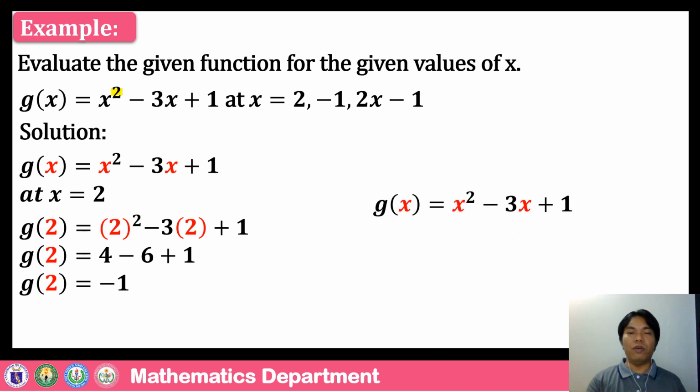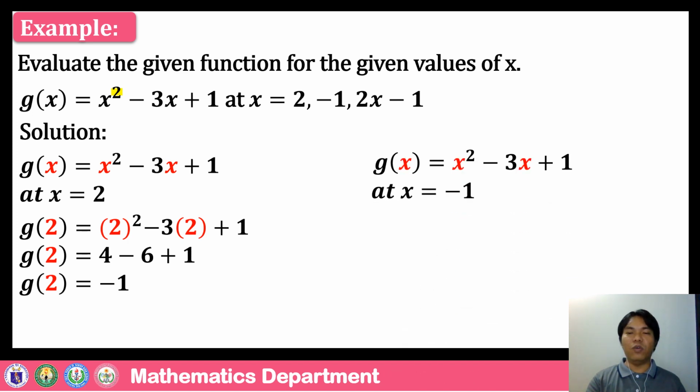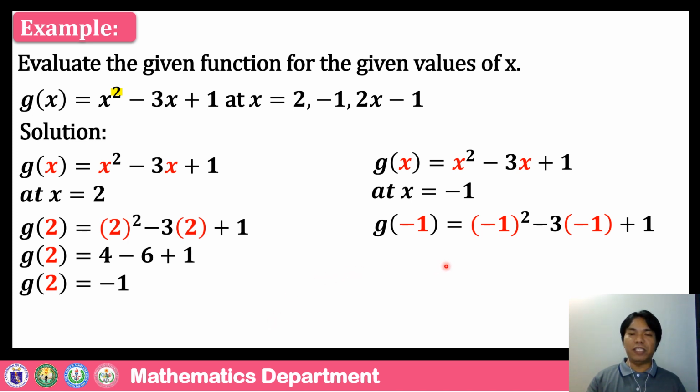At para naman sa pangalawang value ng x, at x equals negative 1, sa the same na process na gagawin natin, magkakaroon tayo dito ng g of negative 1 is equal to negative 1 squared minus 3 times negative 1 plus 1. At pag sinimplify natin ito, magkakaroon tayo ngayon ng g of negative 1 is equal to positive 1 kasi meron tayo dito negative 1 squared. Ibig sabihin ng negative 1 squared na yan, we are multiplying negative 1 by itself.